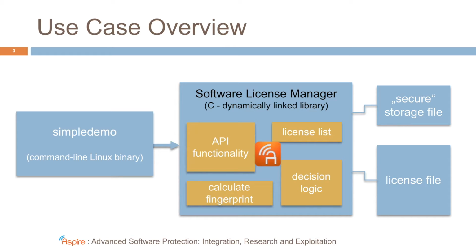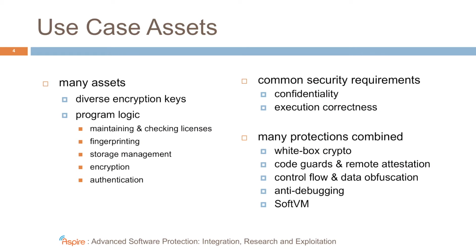Why do we need to provide this protection? Well, if you look at the assets, I cannot go into too many details because the internal operation is sensitive and confidential. But obviously, this license manager operates on a set of encryption keys, and it implements program logic that we need to protect, for example, for maintaining and checking licenses, for fingerprinting the machine, for managing the storage and the persistence files, to encrypt and decrypt data correctly, and also to authenticate the licenses and all the data.